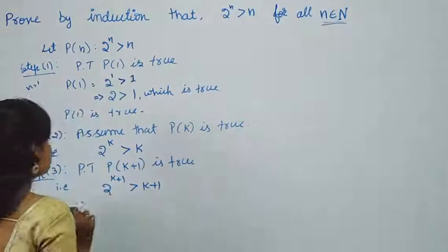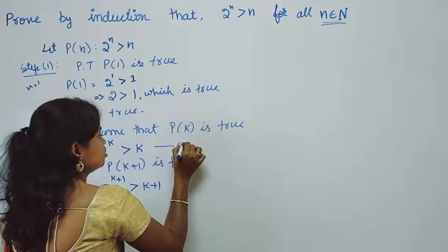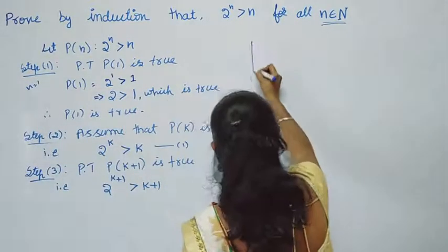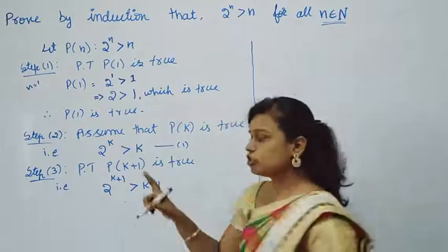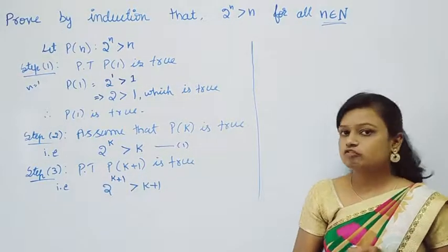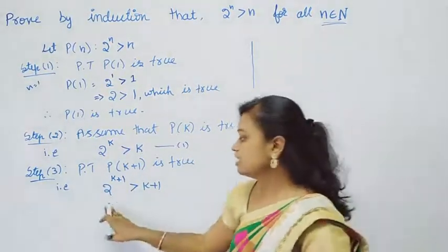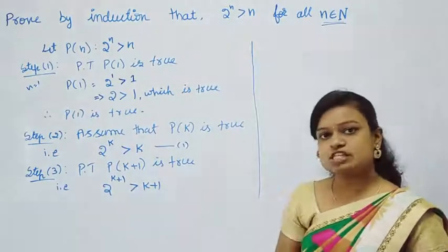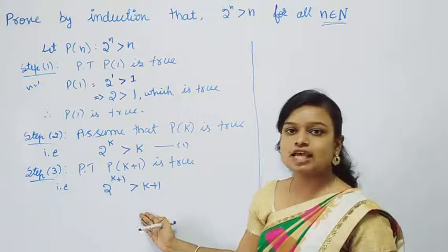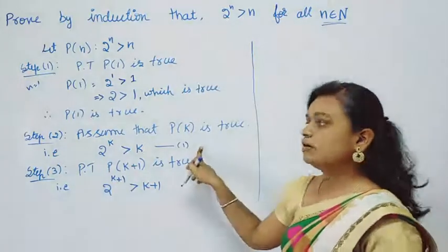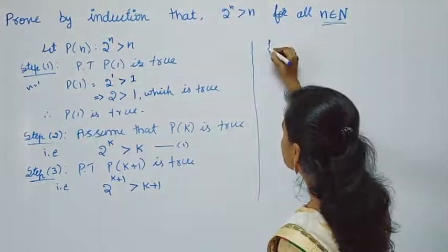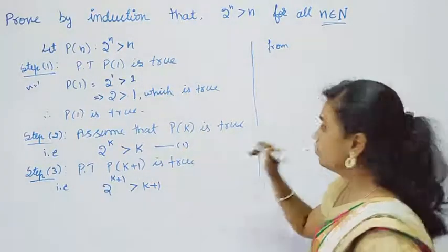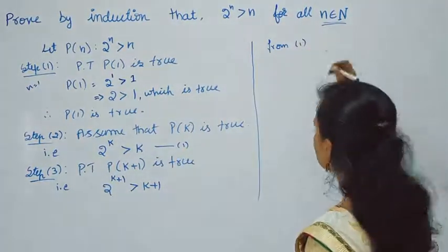First call this statement equation 1. So we have to show that P of k plus 1 is true. We have to prove that. That is, we have to show that 2 power k plus 1 is greater than k plus 1. So how to prove this step? For that, from step 2, or from equation 1, what do we have?